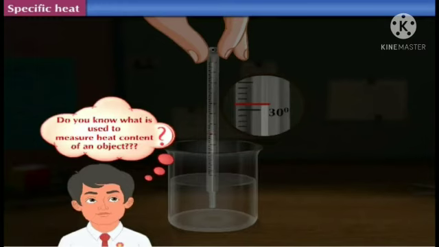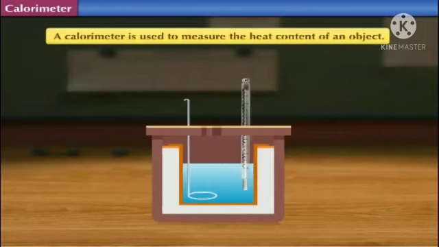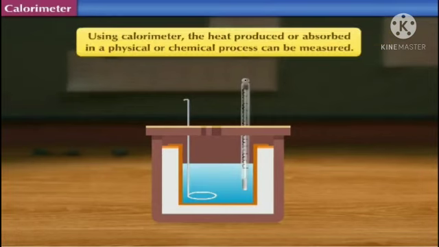Do you know what is used to measure heat content of an object? Yes, calorimeter. A calorimeter is used to measure the heat content of an object. Using a calorimeter, the heat produced or absorbed in a physical or chemical process can be measured.